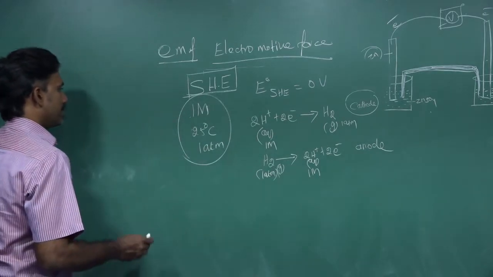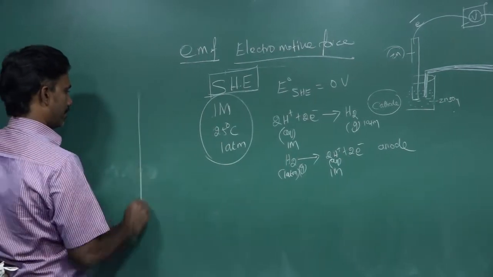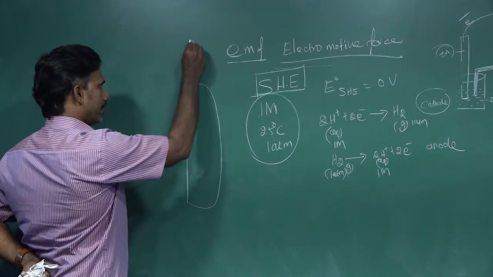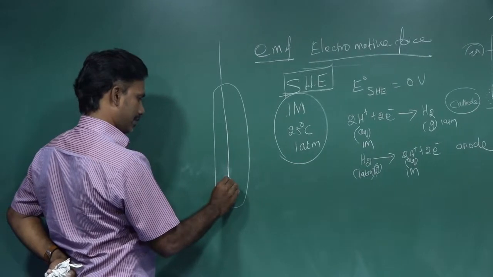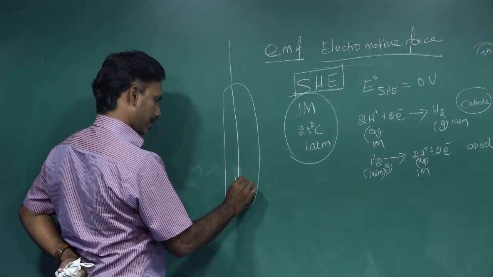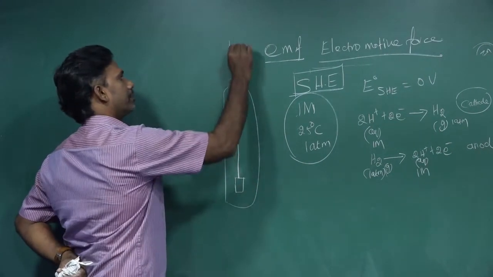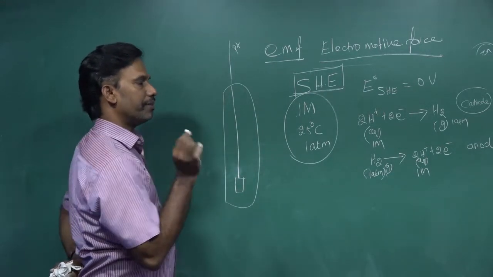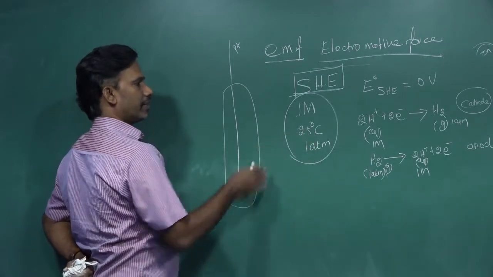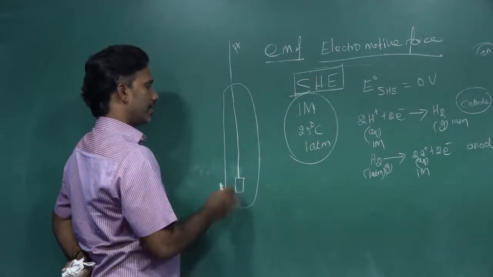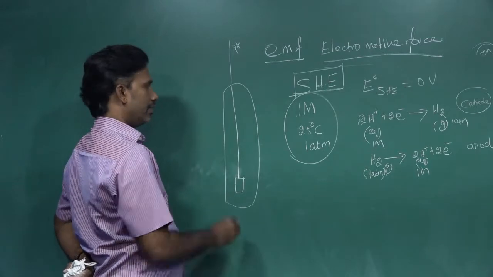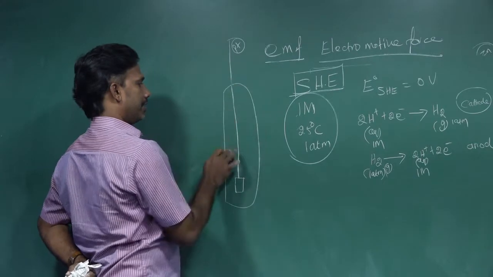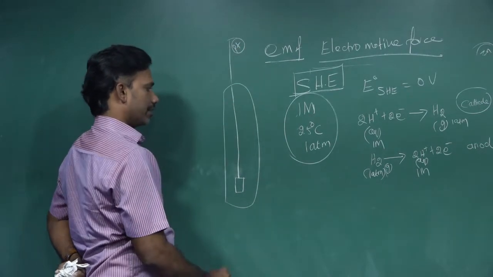How is the construction of the SHE, sir? See, there will be a container like this. There is a platinum electrode, because hydrogen is a gas, so the electrode should be a metal strip, that is a platinum rod. Always an electrode means that it should be a metallic strip. But we are using the hydrogen electrode, and hydrogen is not at all a metal. So as the metallic strip, we are using platinum. Platinum is inert in nature in this case. So we are using the platinum electrode.